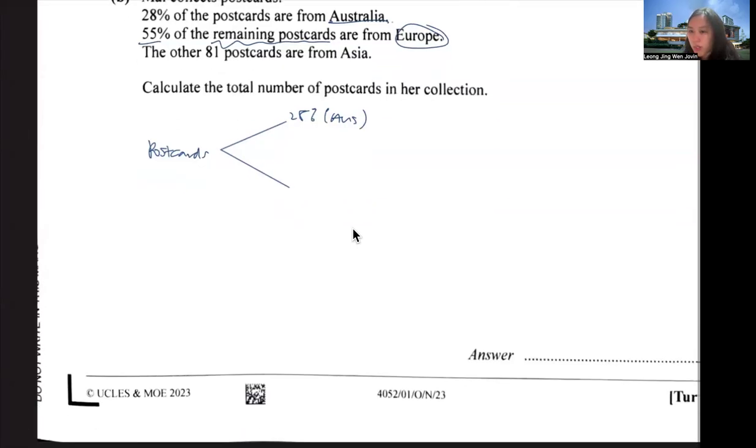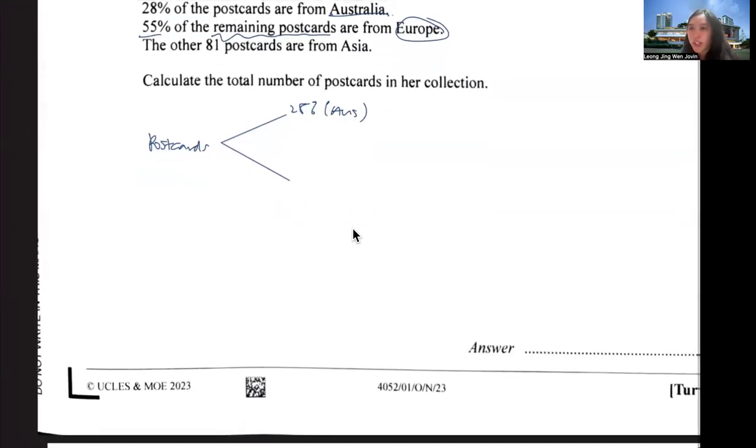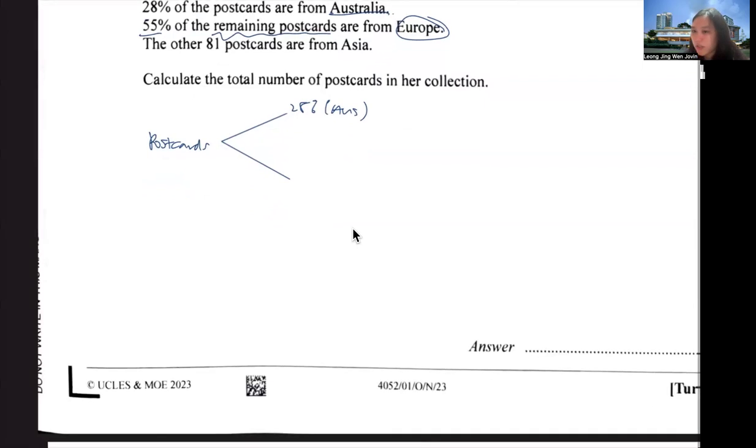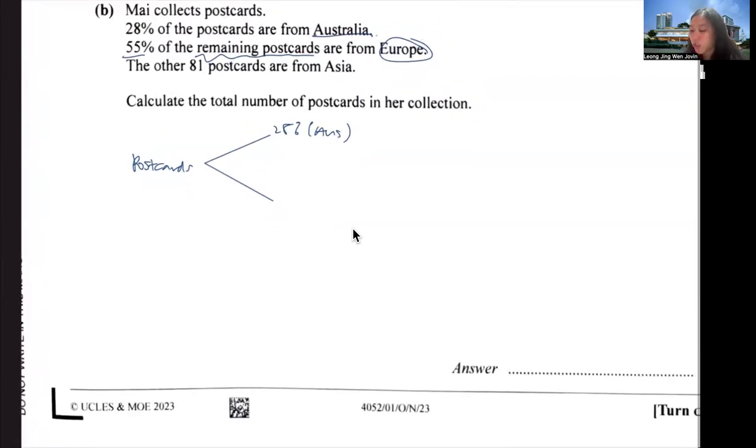So maybe let's try to find out what is the remaining first. You know that everything adds up. Over here, everything that adds up would be 100%, correct? It's like a probability tree. So if it's 28% here, the remaining that is not from Australia is 72%. How did I get 72? I take 100 minus 28. So 72% are the remaining.